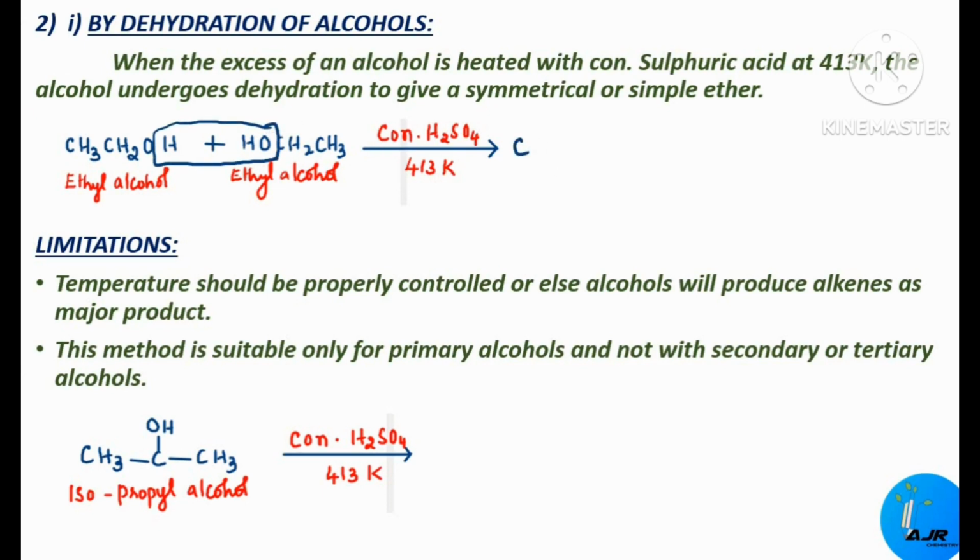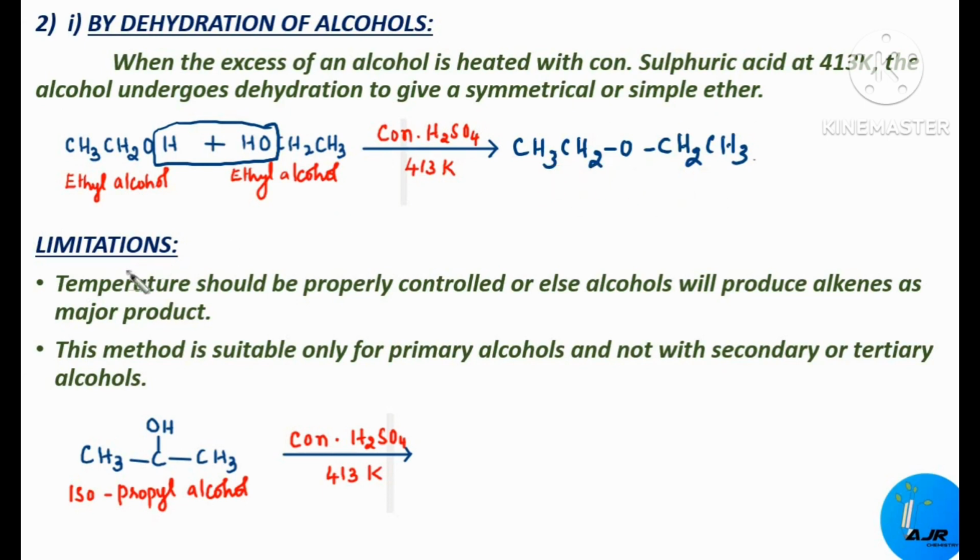And finally we'll get CH3CH2OCH2CH3. This is a simple ether. On both the sides we have the same alkyl group, so it's called a simple ether or a symmetrical ether. So diethyl ether is the product.